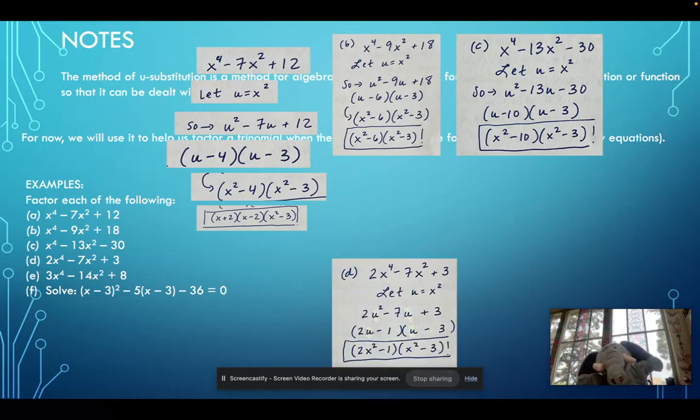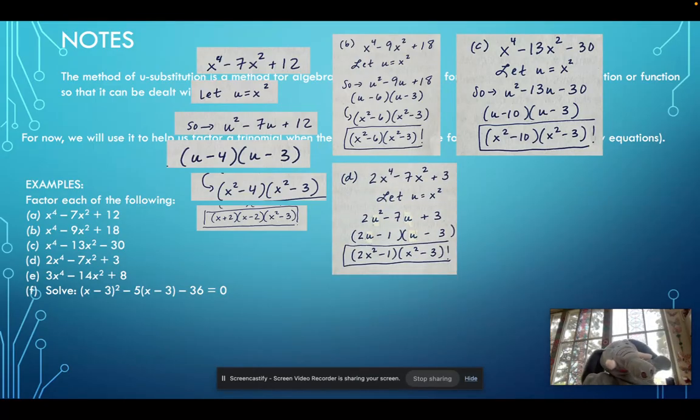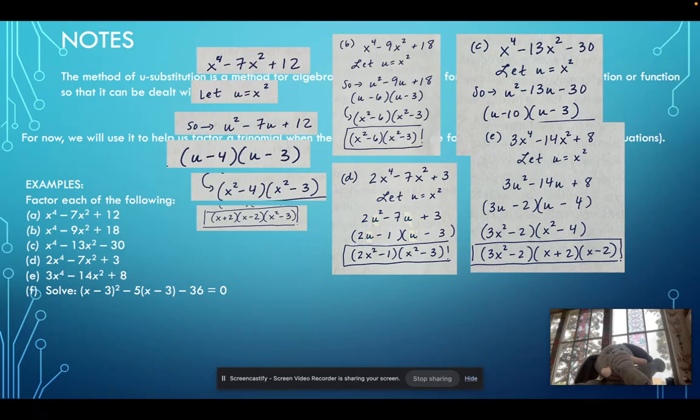All right, and then there's this one. Again, just practicing our factoring trinomials, just making it easier for ourselves with our u substitution. Okay, and then here goes our last one.